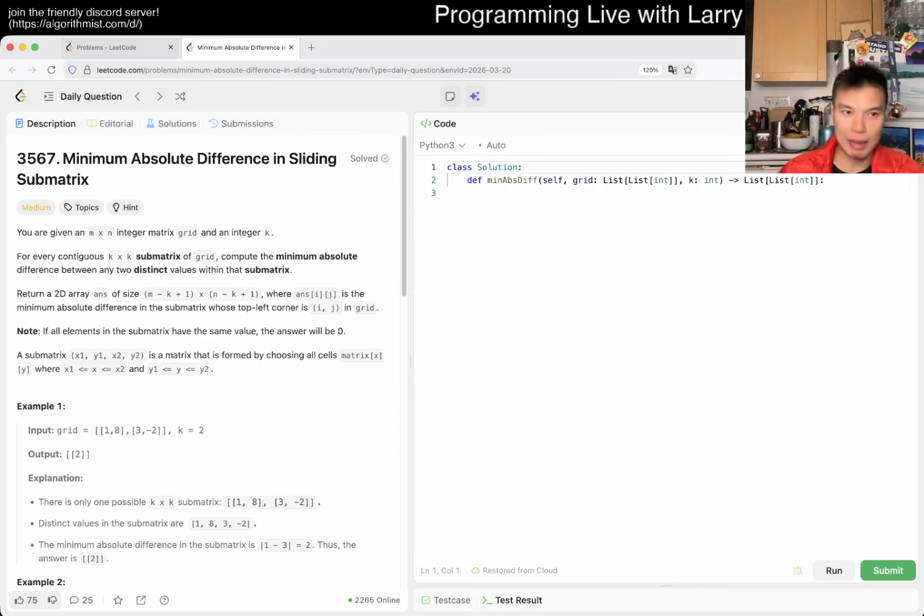And today we have 2567, Minimum Absolute Difference in Sliding Submatrix.